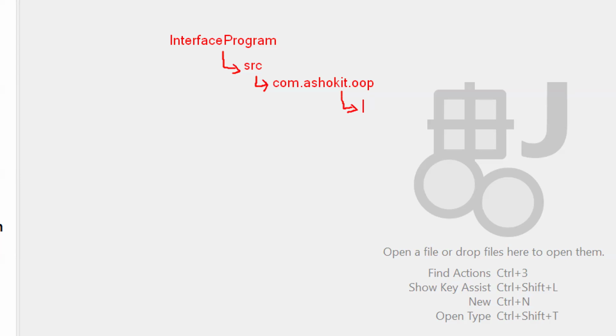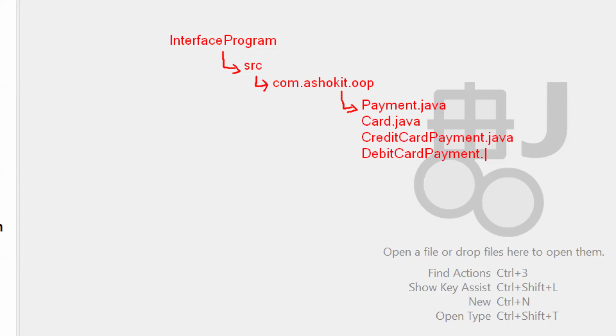One is the payment interface, Payment.java. Next, Card.java. The other ones are CreditCardPayment.java and DebitCardPayment.java. Next, anything else? Main method, Main.java. How many files am I going to create today? Five. Am I clear? Shall we start writing this program? Yes, sir.